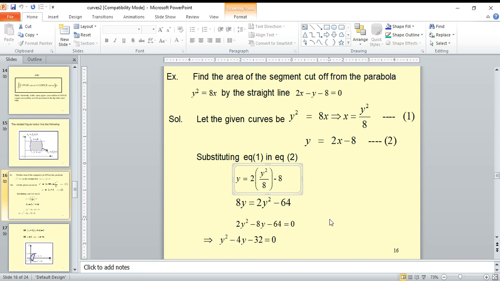Example, this type of example. Find the area of the segment cut off from the parabola y² equal to 8x by the straight line 2x minus y minus 8 equal to 0. So in this question, one is the line and one is the parabola. Intersection between parabola and line. See the diagram like this.